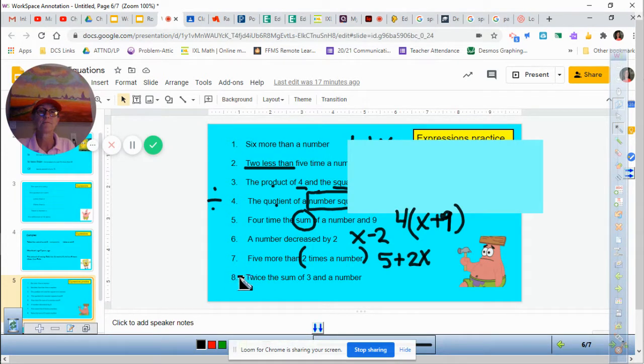Twice, this is on number 8, twice the sum of 3 and a number. Okay, that should be a flag, the sum of what? 3 and a number. So I'm going to do parentheses, 3 plus a number, and twice the sum of it. And there we go. Patrick found those kind of hard.